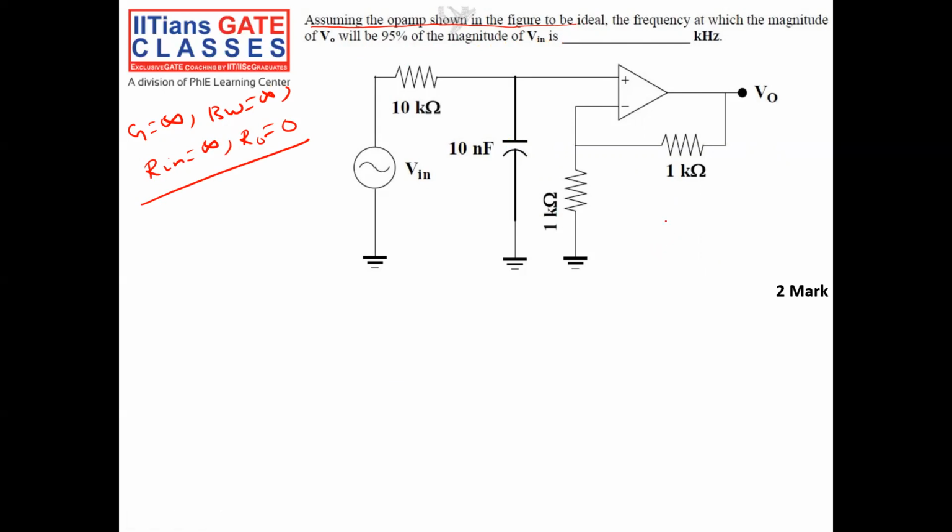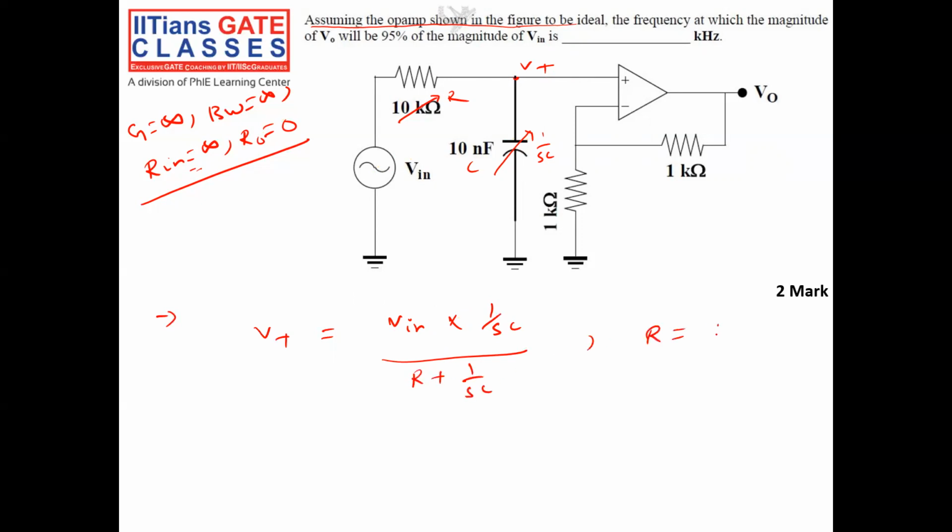So this we have to solve. How to solve? First step is to calculate what is V positive. We'll solve it in the S domain. Suppose the capacitance is C, and the impedance offered by this capacitor will be 1 by SC, and this is R. So what is V positive? V positive will be equal to Vin into the impedance 1 by SC. Since it is an ideal op amp, it has infinite input impedance, so there is no current flowing through the positive terminal. So V positive is Vin into (1 by SC) divided by (R plus 1 by SC).